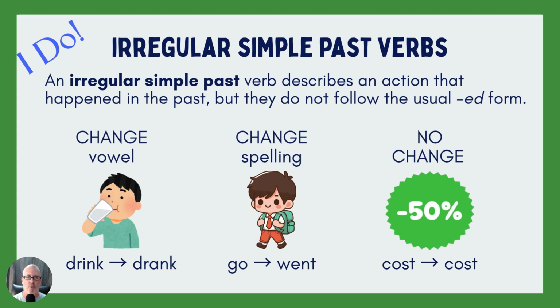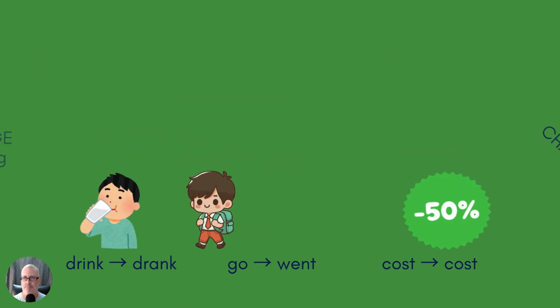So let's take a look at some more examples here. These irregular simple past verbs describe an action that happens in the past, but they do not follow the regular ed ending. So, for example, change the vowel, drink, drank, as we talked about, we can see the boy. Change the spelling, go, went. And we have a no change, cost, cost. So, for example, maybe a piece of clothing cost 50% less today than it cost yesterday, not costed.